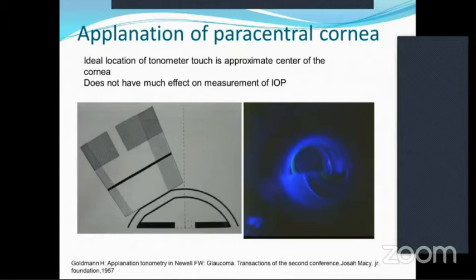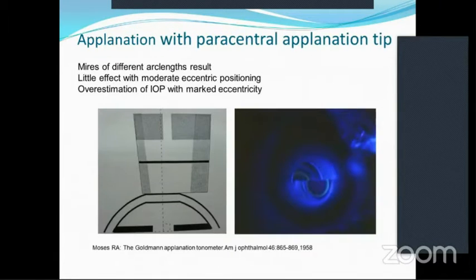Applanation of the paracentral cornea does not have much effect on IOP measurements, but if the cornea is applanated with the peripheral portion of the tonometer tip, then mires of different arc lengths result. If there is little eccentric positioning, then there is not much of an effect, but there is an overestimation of IOP with marked eccentricity.